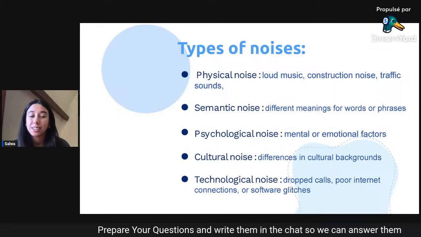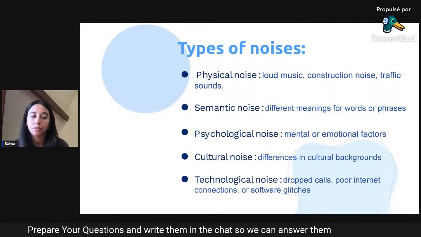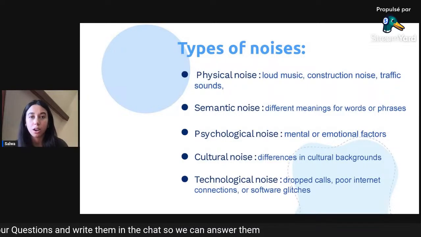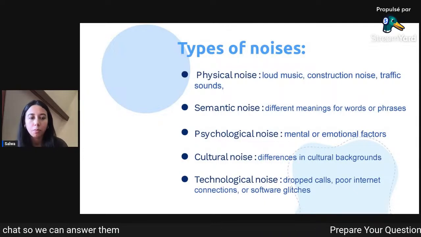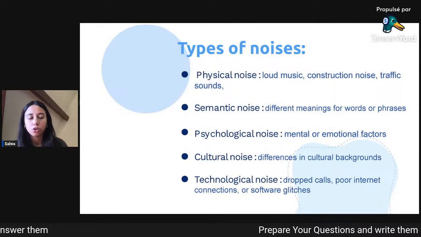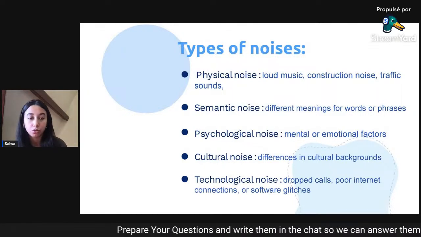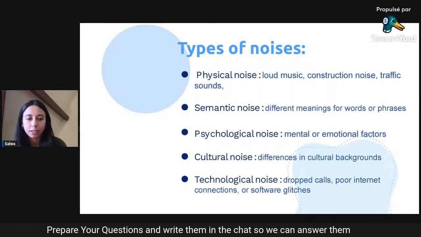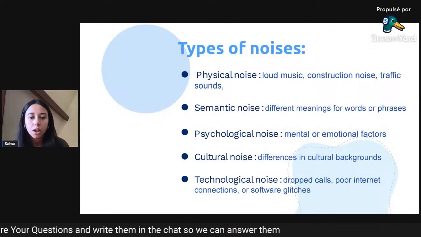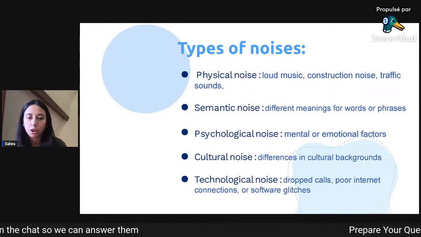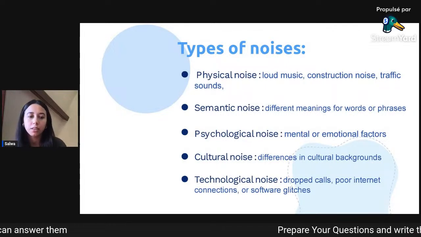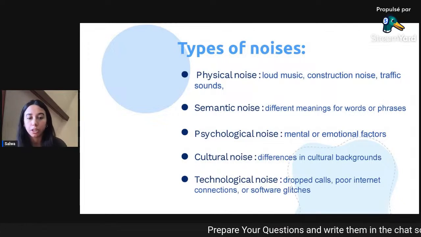Psychological noise means mental or emotional factors that can influence our communication through computer. For example, some people may not be very apt at handling disruptions or misunderstandings. So we need to be mindful of this. Next, we have cultural noise. This is obvious. Differences in cultural backgrounds obviously mean differences in ways of communication. So we also need to be mindful of this.